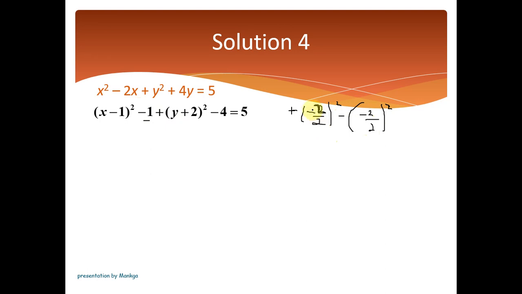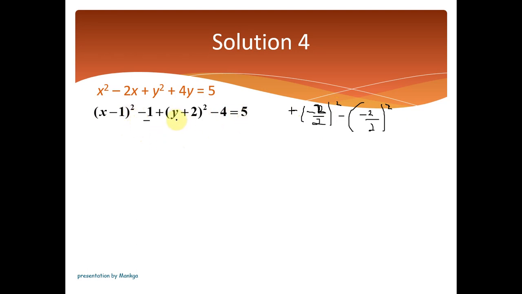Then this one will be positive. Negative 2 divided by 2 is negative 1. Square it, it will be positive. Multiplying by this positive, it will be positive. It should be this one that we have here. Because we are factorizing, it should be x minus 1 all squared. I hope you understand that part.